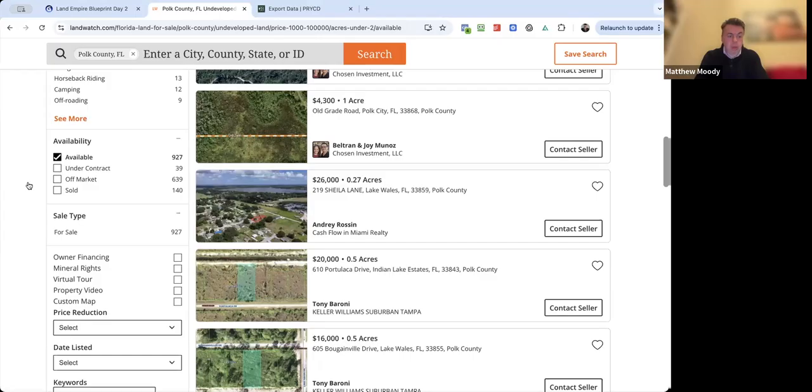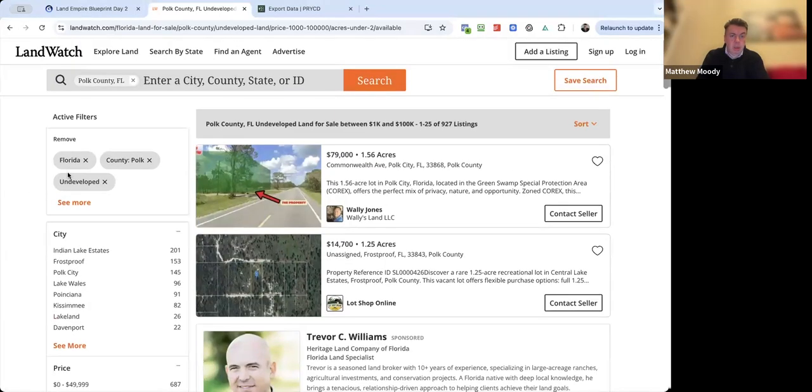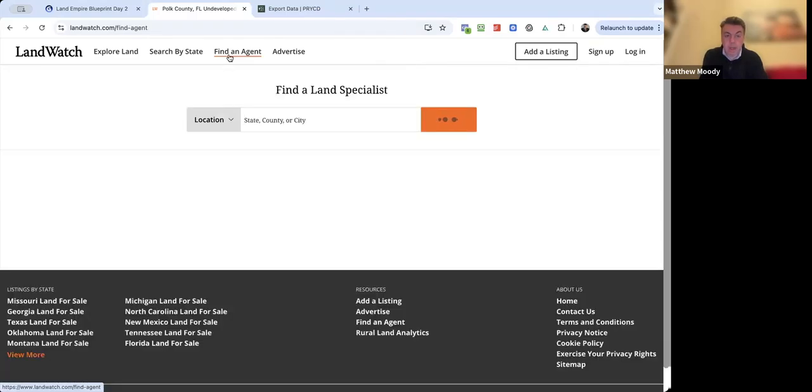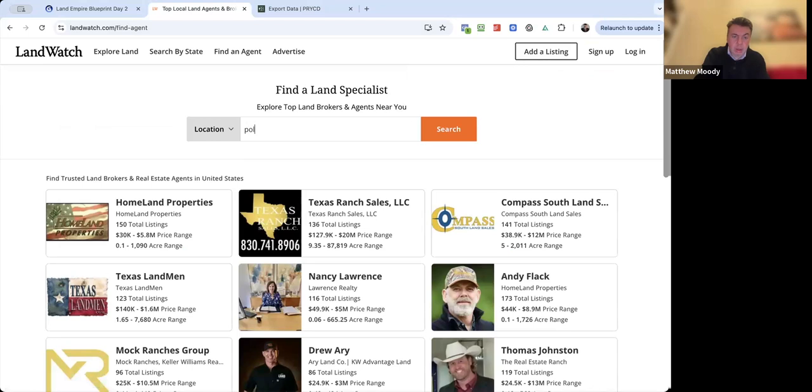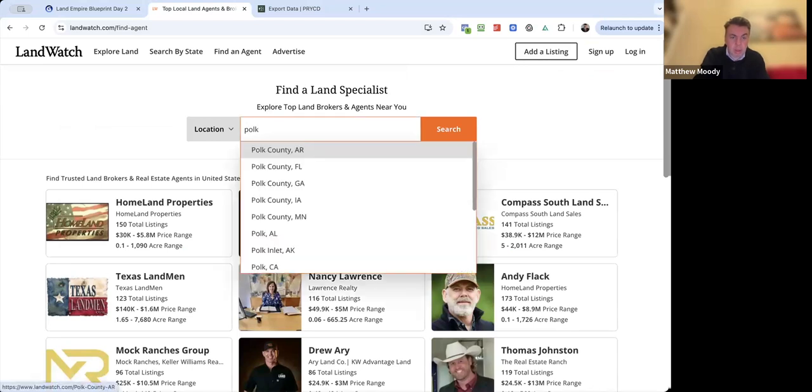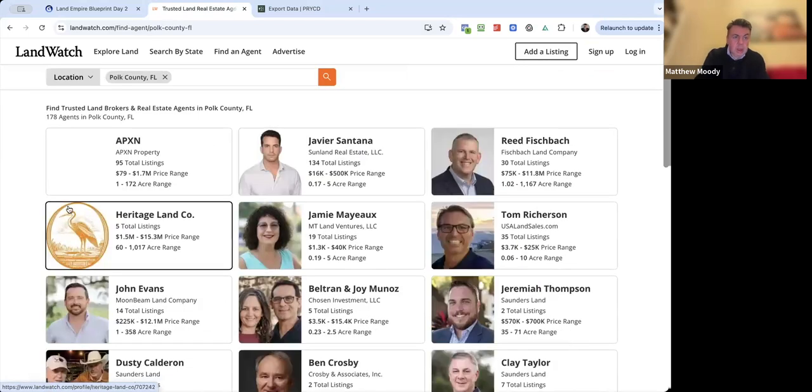The other thing which is really good about it too is you can go up to the top and find an agent. So if you find a piece of land and you want to sell it, you can just go and find an agent. So we can put in Polk County, Florida. It'll come up with all of the agents. It'll show you how many listings they've got, the acreage, price range, quite a lot of relevant information. So you can then use that as a call-out guide to call these people and see if you can do business with them. So very, very useful.